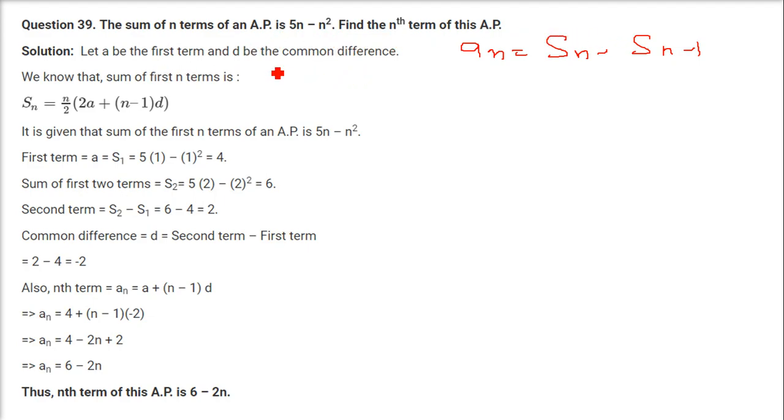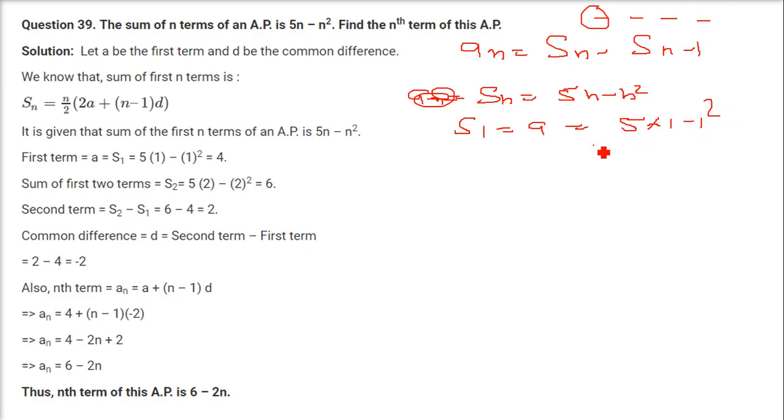We know that the sum, which is Sn, is n by 2 into 2a plus n minus 1 into d, right? Which is given like this, 5n minus n square. So the first term will be a, because the sum of the first term is always one term, right? So S1 is a only. That is 5 into 1 minus 1 square. So 5 minus 1, that is 4. So a is 4.